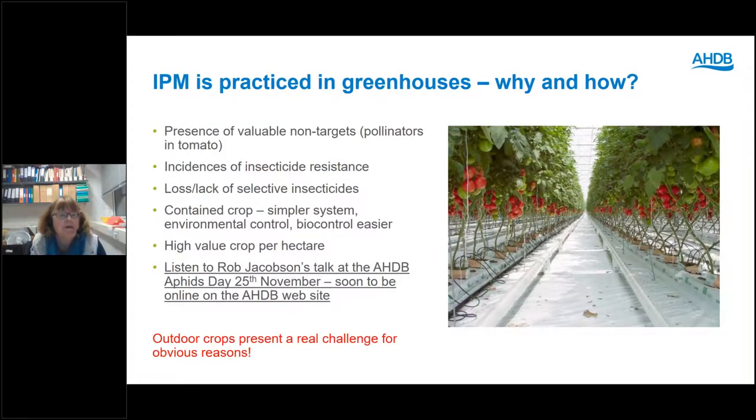So IPM is best practiced in greenhouses, and I think there are several reasons behind this. First of all, in tomato, there are valuable non-targets that you don't want to knock off with your insecticides, so pollinators, bumblebees. Historically, there have been important incidences of insecticide resistance, and again, a lack of selective insecticides. And then it's a contained crop, so it's a simpler system. The environment's controlled, it's got walls, and that makes biocontrol easier. And obviously, greenhouse crops are usually much higher value crops per hectare.